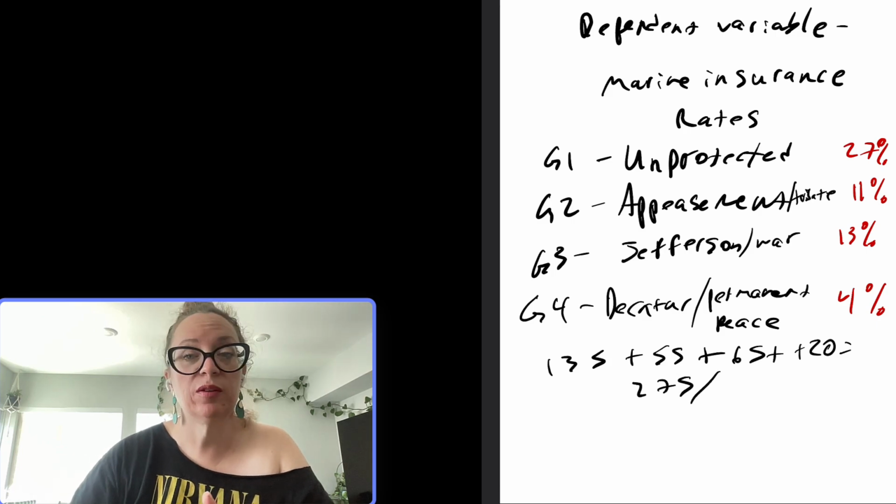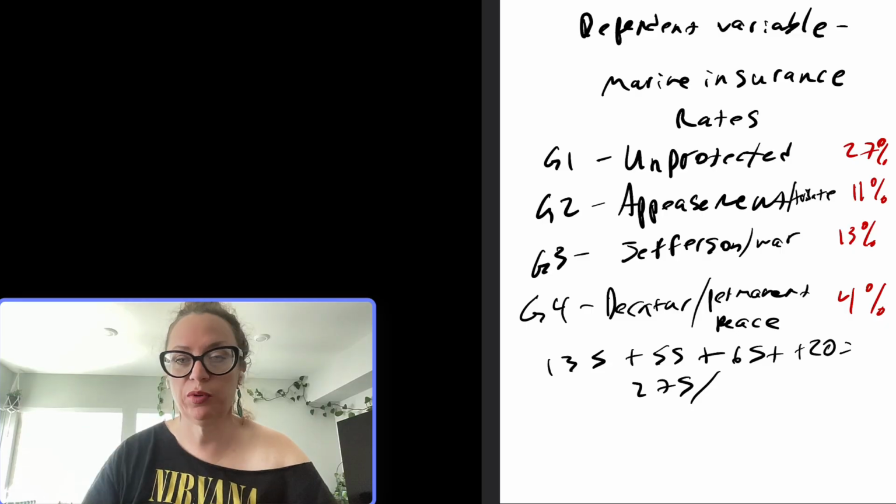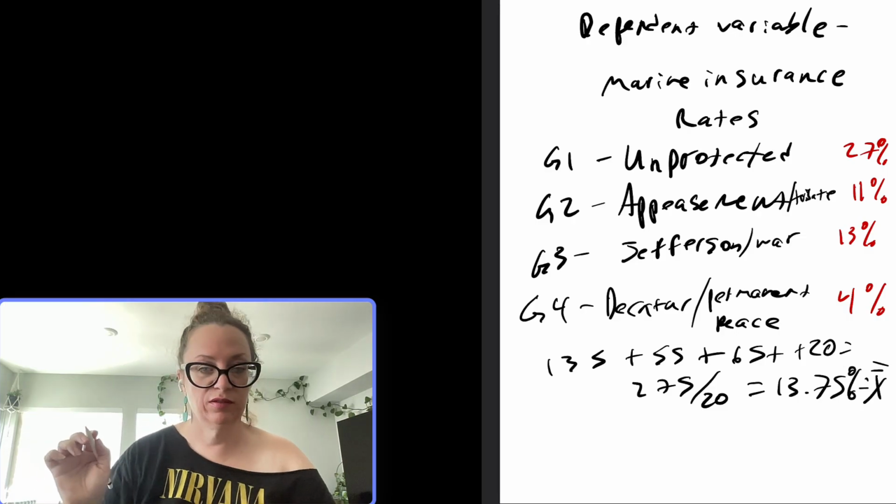And then there's 20 data points, right? 20 data points. So the N is 20, 275 divided by 20 equals 13.75%. That is the grand mean, okay?